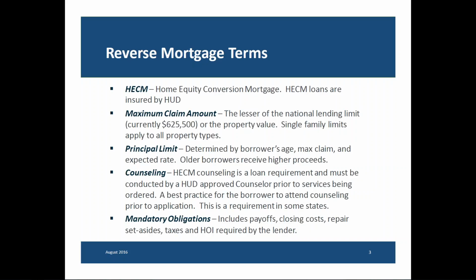Mandatory obligations. What that is, it includes payoffs, closing costs, repair set-asides, taxes, and homeowners insurance required by the lender, and these are all paid from the proceeds of the loan. Simply put, if a borrower has a $50,000 mortgage on their property, and they have $10,000 in closing costs or mandatory obligations, their total mandatory obligations are going to be $60,000.